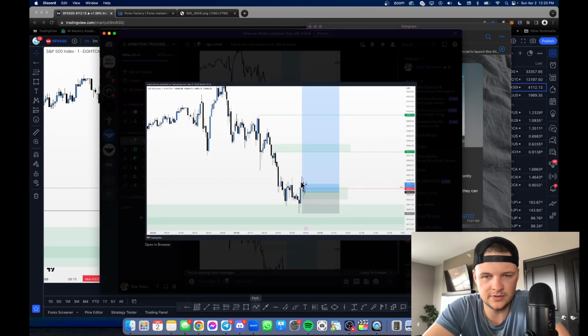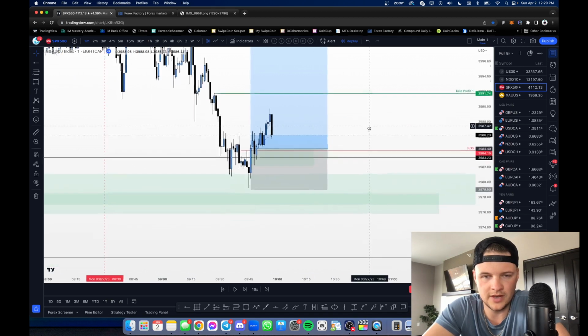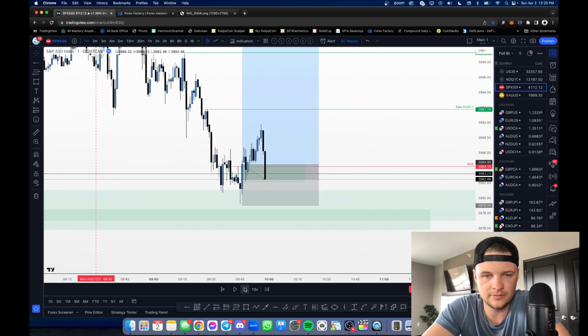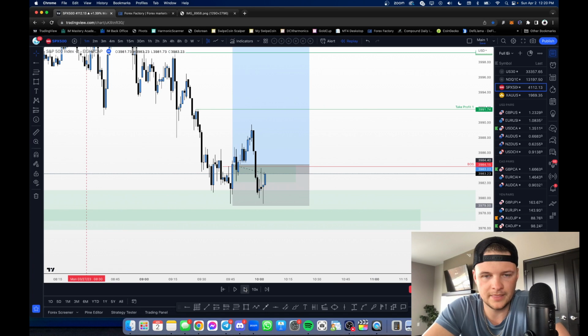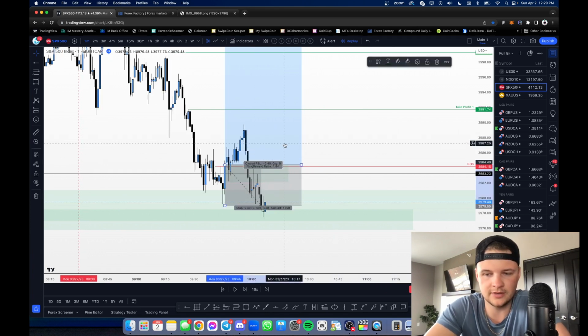This is where I sent out the TP levels. And then as price was coming up here and starts rejecting off this order block, that was when I said, you guys can see 958. I'm removing risk because I got a good fill. Damn, got me out of break even. I'm going to see what we do here, right? So giving away obviously what happened, but price runs down and then ends up hitting stop loss, or what would have been stop loss, but we were stopped out at break even.